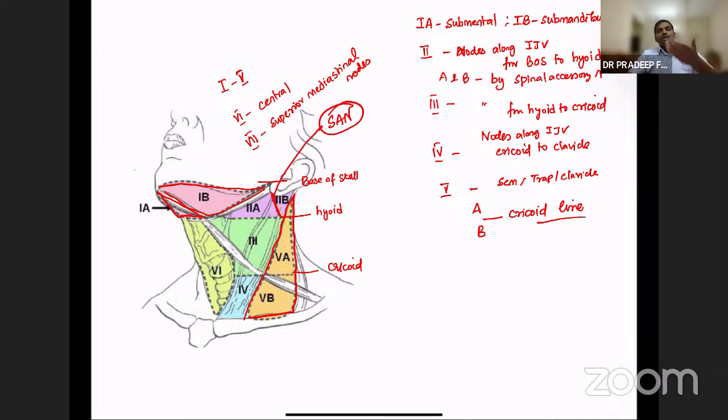Nodes that are beneath the spinal accessory nerve are called 2B, or nodes that are cranial to the spinal accessory nerve are 2B. Nodes that are caudal to the spinal accessory nerve are 2A.